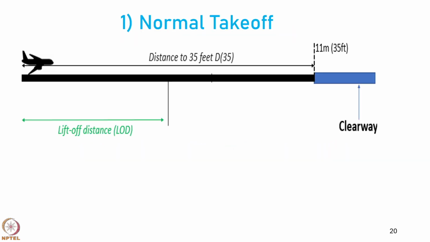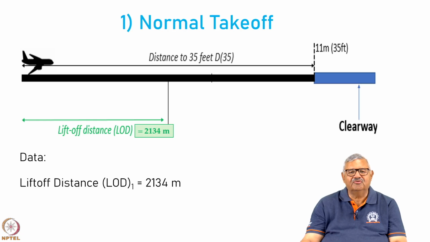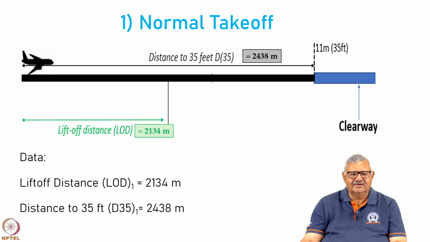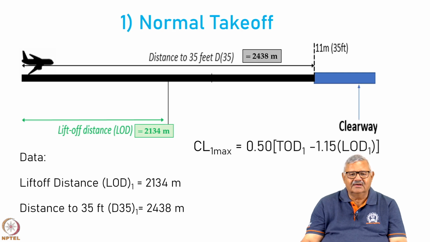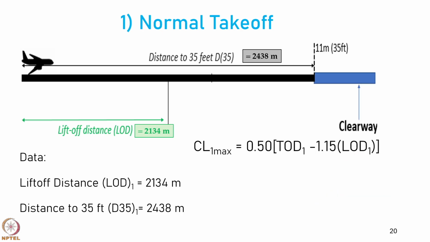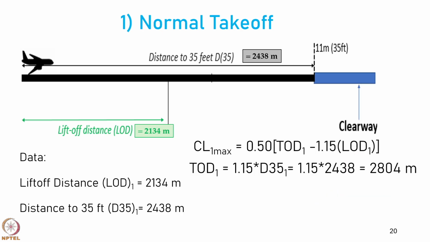So, let us see a solved example for estimation of clearway. Again, in the normal takeoff case, it is given that the liftoff distance is 2134 meters and the distance to 35 feet is 2438 meters. Therefore, the maximum clearway from the first case, CL1 max, will be half of TOD1 minus 1.15 times LOD1, where TOD1 is 1.15 times D35.